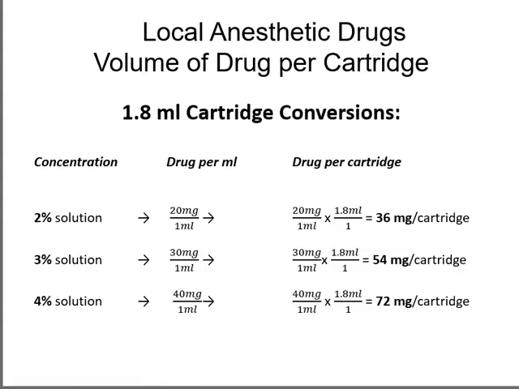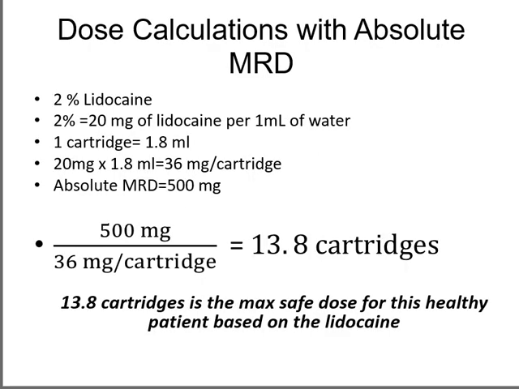And then here I've just broken it down: the 2% solution, the 3% solution, the 4% solution, and how you get to the milligrams per cartridge. And it depends, of course, on the drug. The 2% is lidocaine, 3% is usually mepivacaine. There is a 2% mepivacaine. We don't see it very often, but it does exist. And then 4% is prilocaine and articaine. So those are the most commonly used drugs. Oh, there's a lot of math on here.